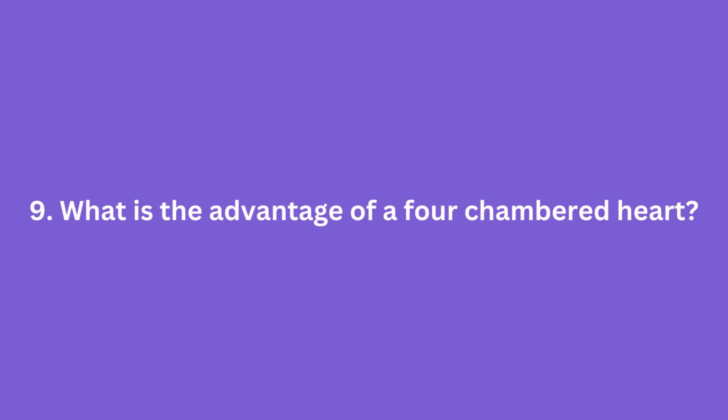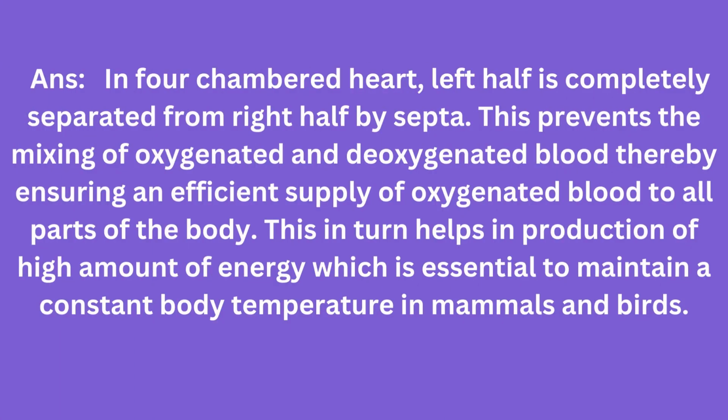9. What is the advantage of a 4-chambered heart? Answer: In a 4-chambered heart, the left half is completely separated from the right half by septa. This prevents the mixing of oxygenated and deoxygenated blood, thereby ensuring an efficient supply of oxygenated blood to all parts of the body. This in turn helps in production of a high amount of energy, which is essential to maintain a constant body temperature in mammals and birds.